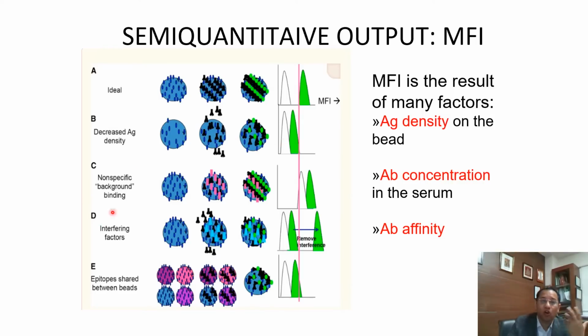And sometimes you may have a non-specific background. I mean, your antigen is the same, but the antibody that is coating is not the specific antibody, there's a lot of background. The non-specific antibody is coating the antigen. So you can have a positive MFI when it should not be there.